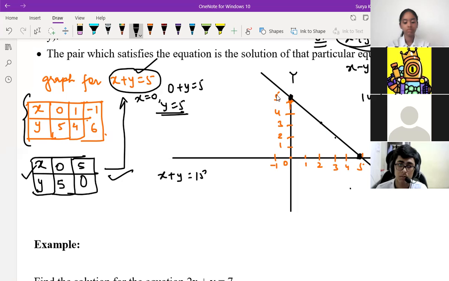Then apply the method. Just 3 units we will have to mark. So if x is equal to 0, then y is equal to 15. If y is equal to 0, then x is equal to 15. Over. So 15 and 15 you should match. That's it. Understood? Yes, sir.